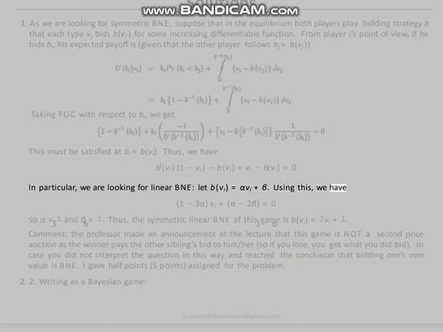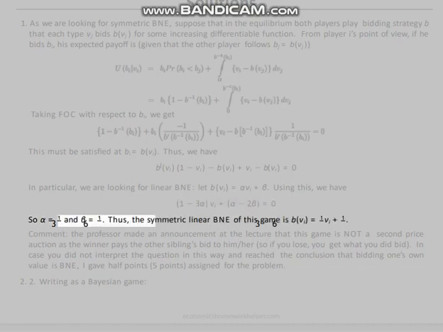Using this, we have 1 minus 3 alpha, 6 plus alpha minus 2 beta, equals 0, so alpha equals 1 and beta equals 1. Thus, the symmetric linear BNE of this game is B(v) equals 1 over 6 v plus 1.